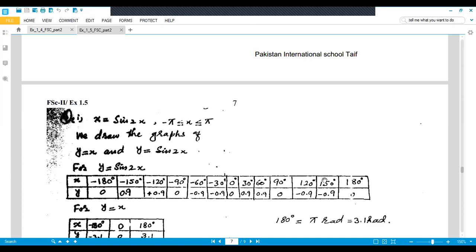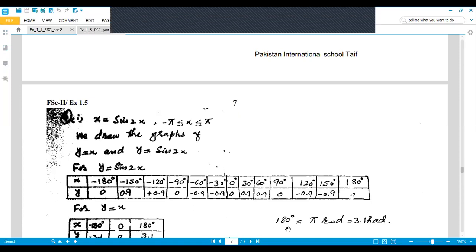In the same way, you have to put these values. You will start from minus 180 and take an interval of 30 degrees: minus 180, minus 150, minus 120, minus 90, minus 60, minus 30, 0, 30, 60, 90, 120, 150, and 180. You put all these degrees one by one in place of x, then multiply by 2 and find the value of sine with your calculator. So you will get this table.